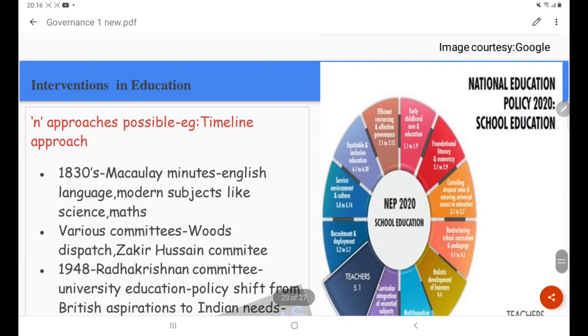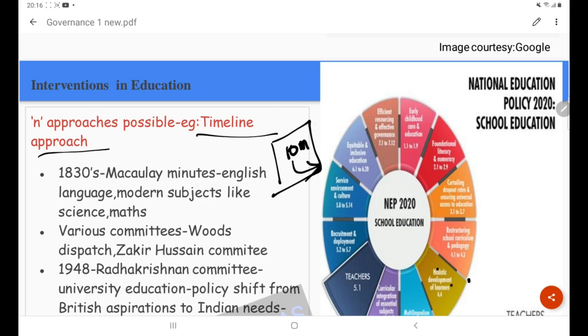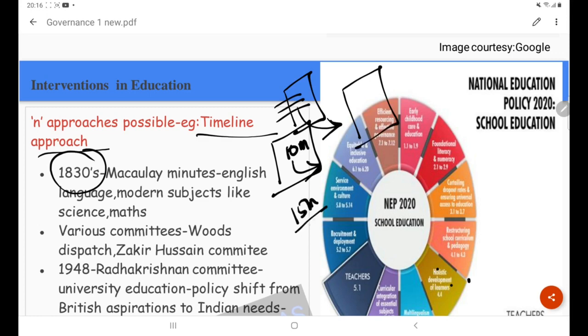Next is interventions in education. Here we are going to follow the timeline approach. You can follow any timeline which is favorable according to the question. If it is a 10 marker, you can quote the recent timeline. You can give a short introduction of the initial time period, like the 1830s, and after that move on to detailing the recent approaches. But if it is a 15 marker, you have to write accordingly.